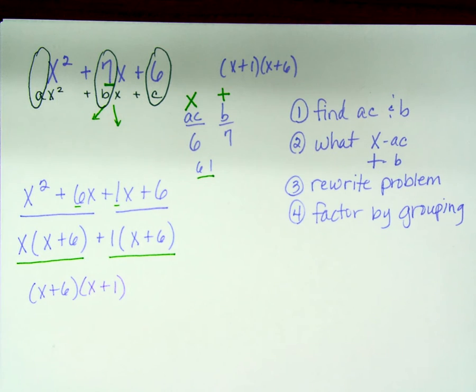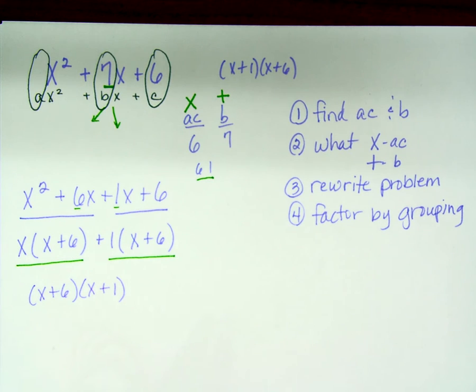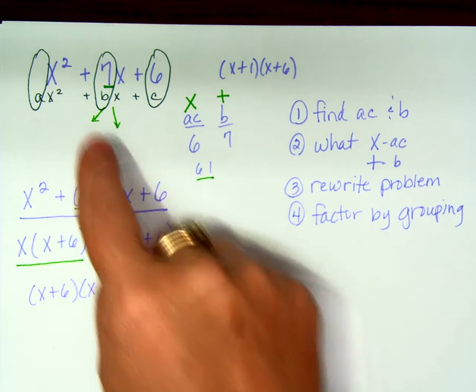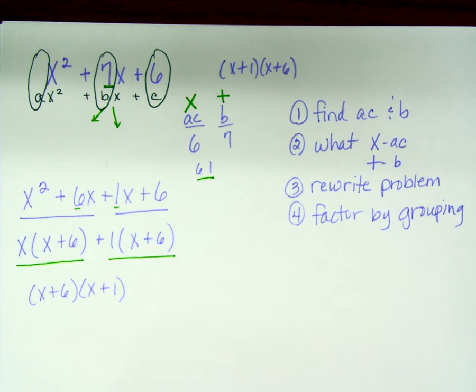Wait, didn't we say the answer was x plus 1, x plus 6? Yeah, look what I got. Now here's the deal, guys. If our leading coefficient is 1, do I want to do it this way? No, I don't. That's too many steps. We know a faster way. We want to choose the best and wisest way that we know.